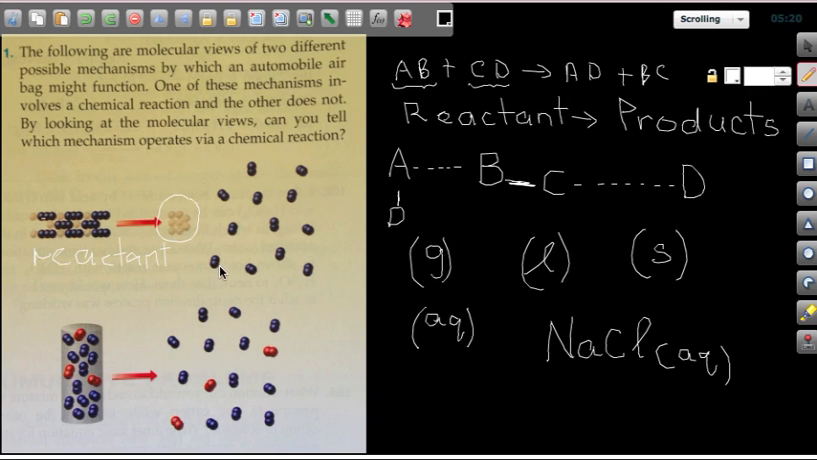And the number should match on both sides. So there's 8. 8 threes are 24. So you can see that the number of atoms on either side, they match perfectly. But what you started with is completely different from what you end with. All right, so this is a chemical reaction.